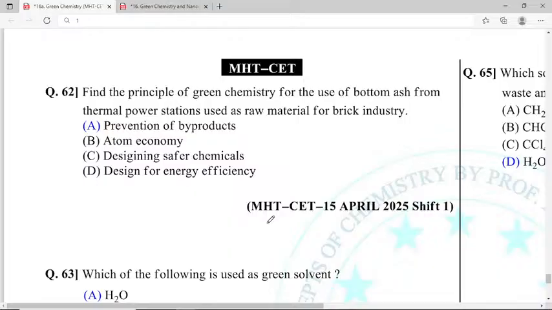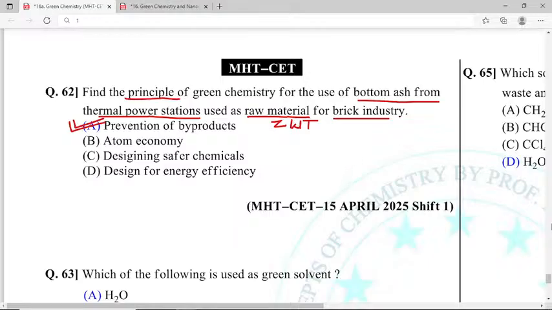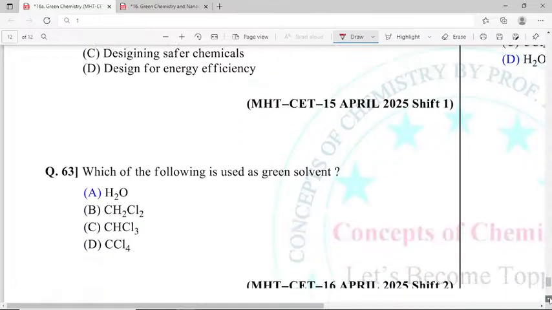Next question. Find the principle of green chemistry for the use of bottom ash from a thermal power station as a raw material for the brick industry. Prevention of byproduct is the first principle of green chemistry. This is called zero waste technology, the first principle in green chemistry.